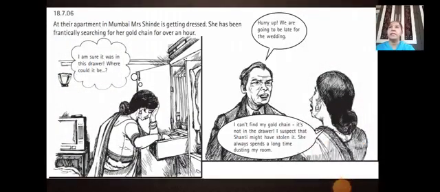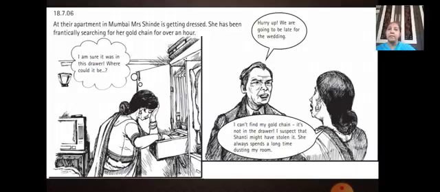Now here the case has been given, and the date has been given as 1870 6. Children, this story has been given in your textbook also. See, at their apartment in Mumbai, Mrs. Shinde is getting dressed and she has been frantically searching for her gold chain for over an hour, okay? She is thinking, I'm sure it was in this drawer. Where could it be? Whereas Mr. Shinde is calling, hurry up, we are going to be late for the wedding.